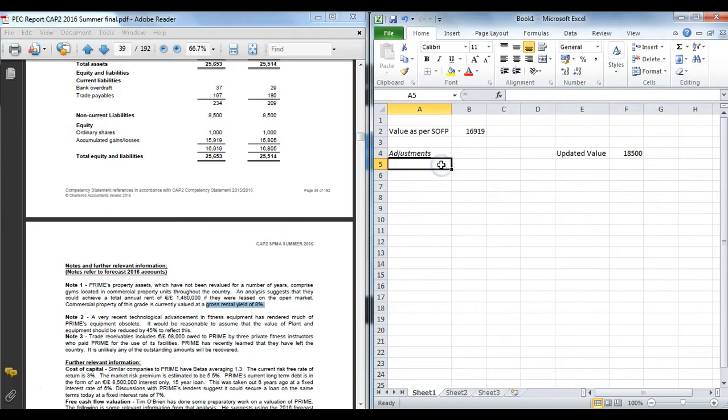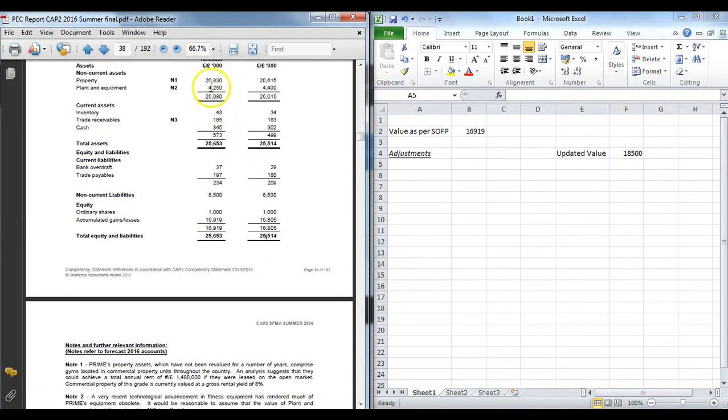So the updated value is 18,500, whereas the value in the book was 20,830,000. That means that there is a revaluation downwards adjustment needed because the market value of the property is less than its book value.